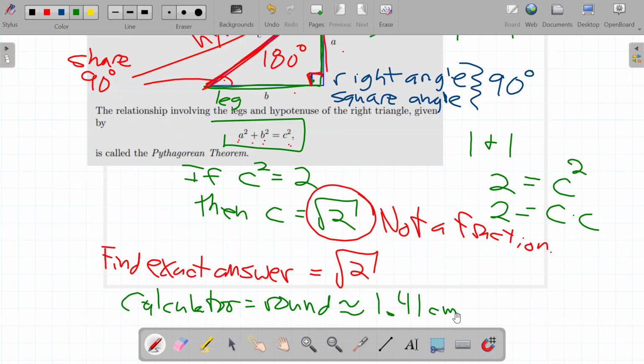So if the problem says state an exact answer, you don't type this into your calculator, you just write that right there. If it says approximate to the nearest hundredth, then you plug it into your calculator and then you write that as the answer. Okay, so let's try a couple from the book exercises.